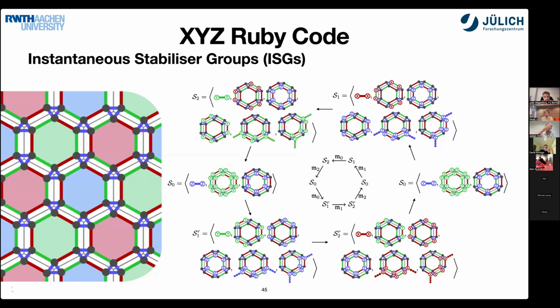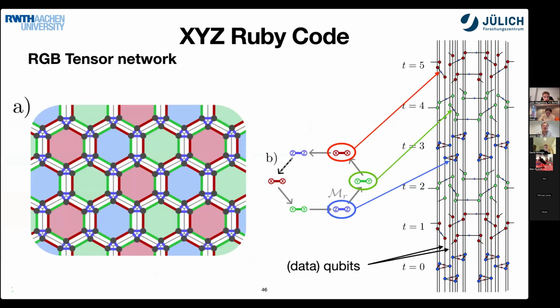So I just flash you the result of this analysis before going into the more beautiful analysis that we can do based on the three-colored graphical calculus that we developed. Okay, so let's switch gears back to three-colored graphical calculus and RGB tensor networks.